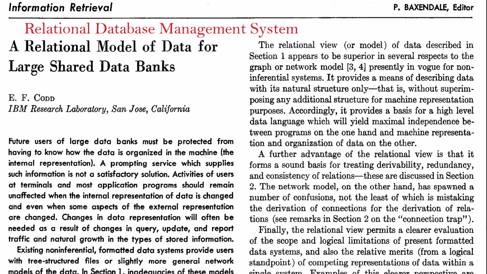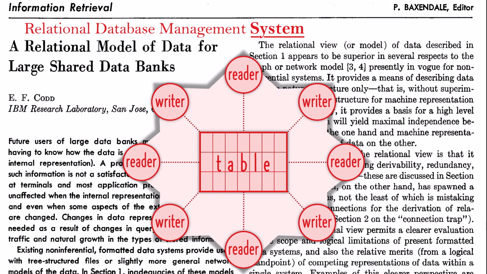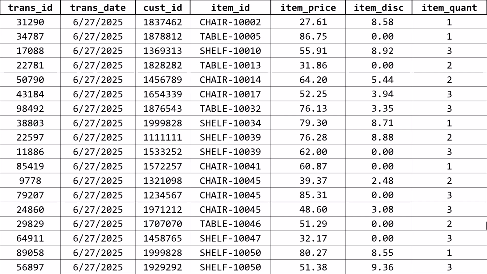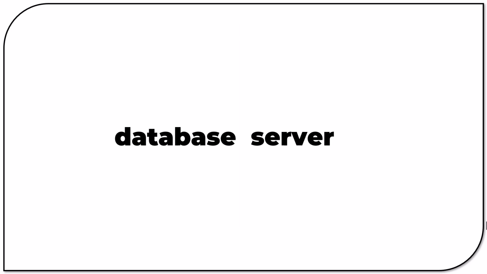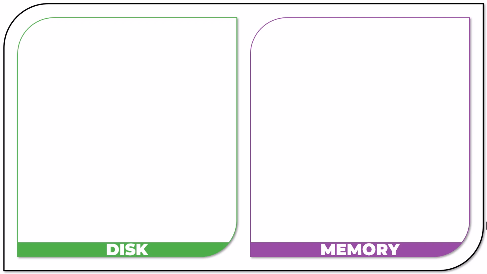It took an entire system to enable concurrent readers and writers to reliably access the same table. If we have a sales table like this, and we change this customer ID by submitting this SQL, it looks like the value gets instantly overwritten. But there's a lot of magic going on under the hood to ensure our transaction is processed reliably.